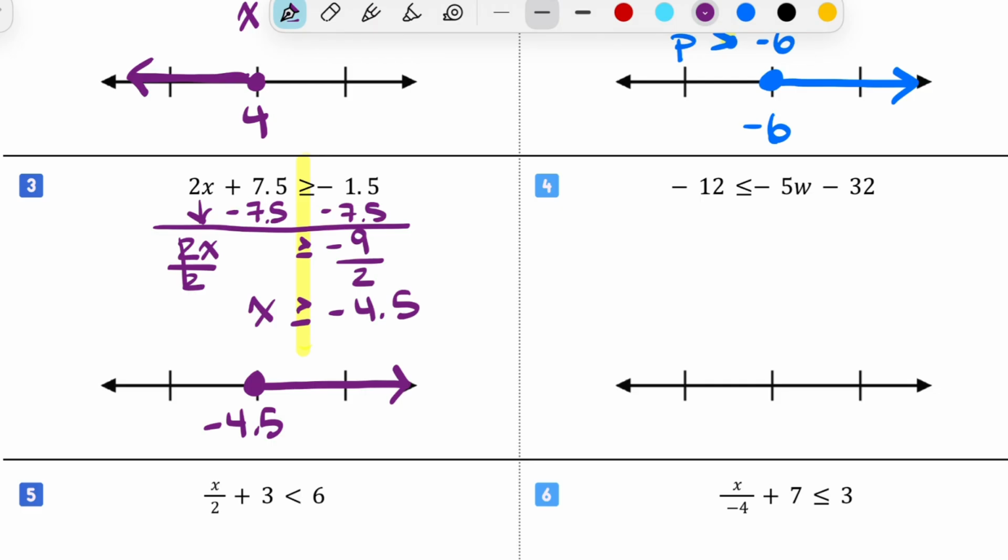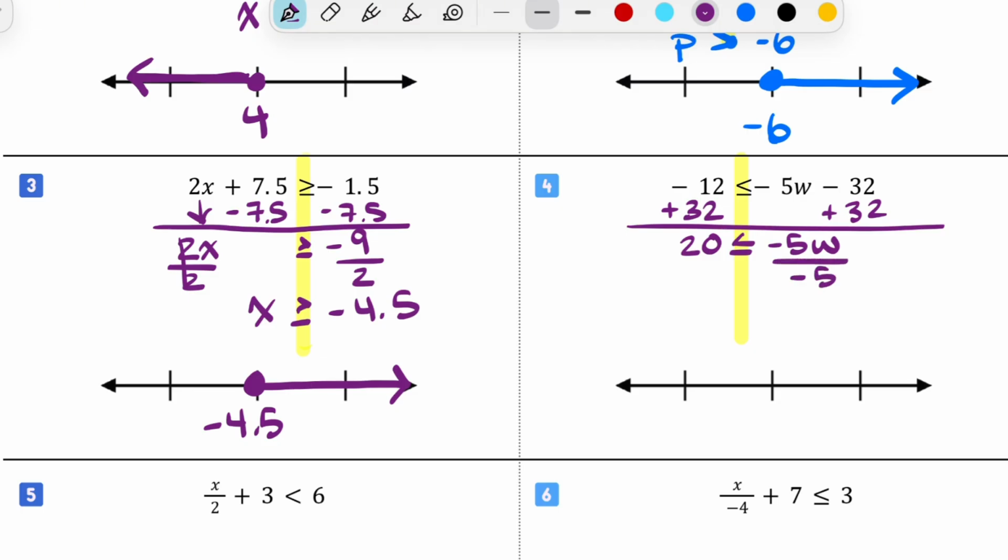Number 4, again, on number 4, it looks like my variable starts out on the right, so be prepared that we are going to have to rewrite at the end, but we start out the same. And in this one, we are going to add 32 to both sides. Now, negative 12 plus 32 is going to be positive 20. I'm still at less than or equal to negative 5w. The opposite of multiplying by negative 5 is dividing by negative 5.